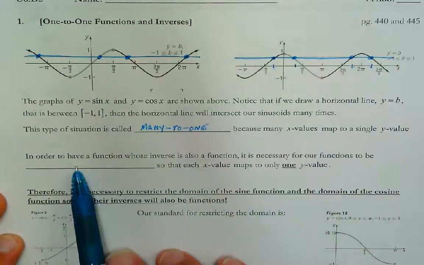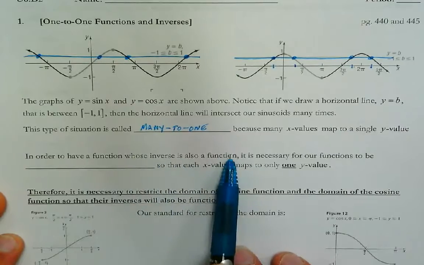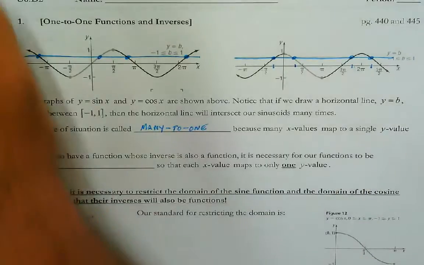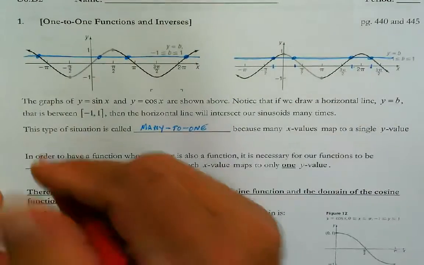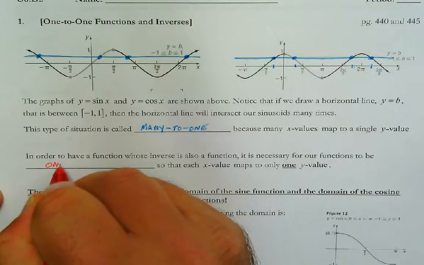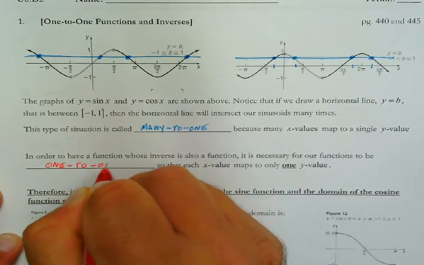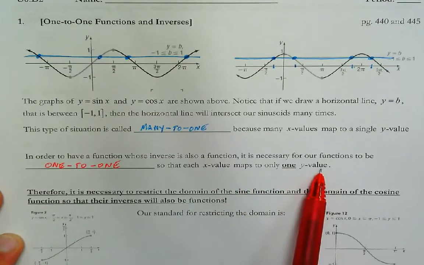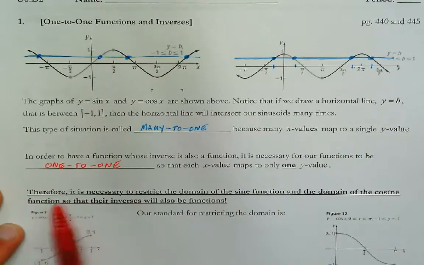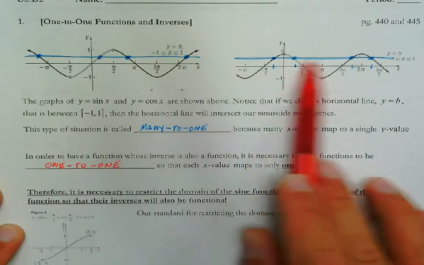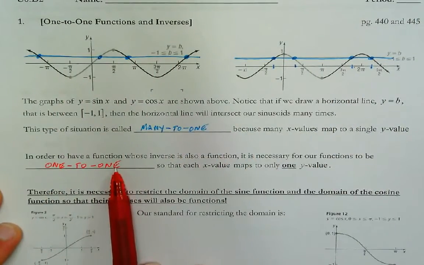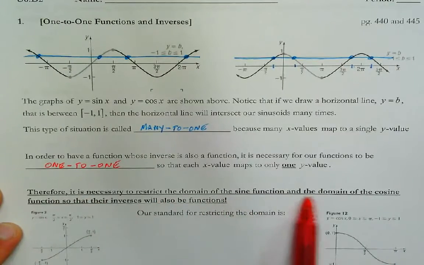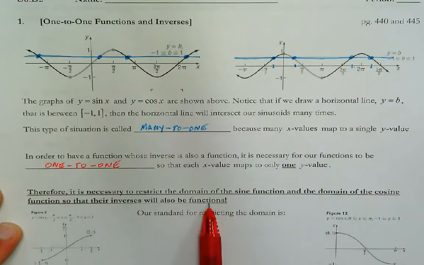Now, in order to have a function whose inverse is also a function, recall that it is necessary for our functions to be one to one, so that each x value maps to only one y value. So how can we deal with that in this situation, that clearly this is many to 1 and we want to restrict it to be 1 to 1? Well, what we can do is restrict the domain of the sine function and the domain of the cosine function so that their inverses will also be functions.